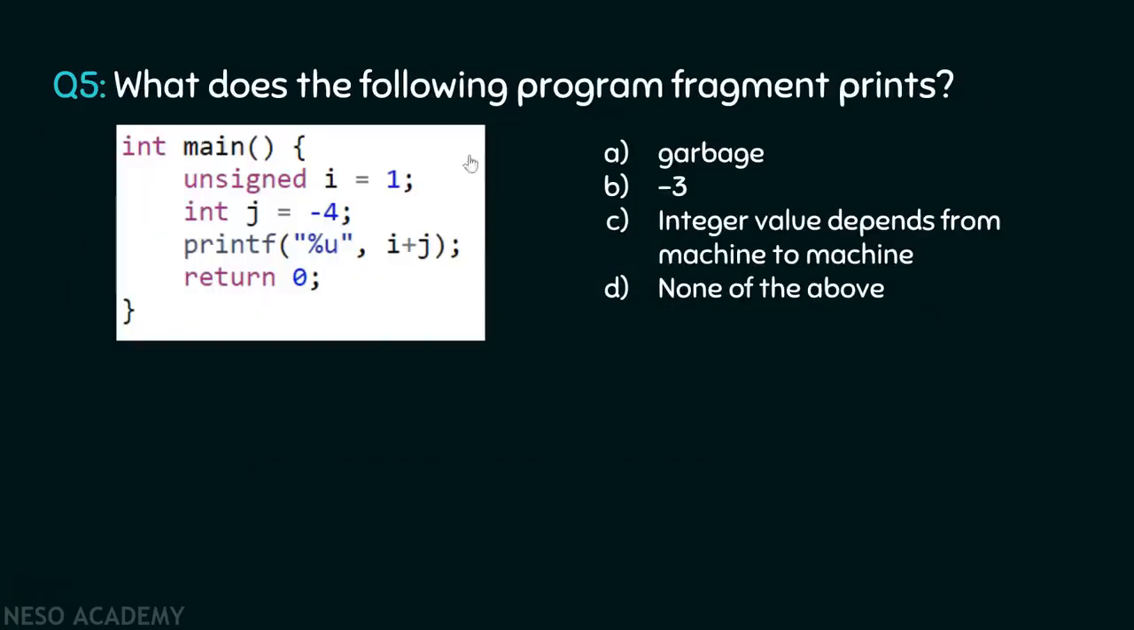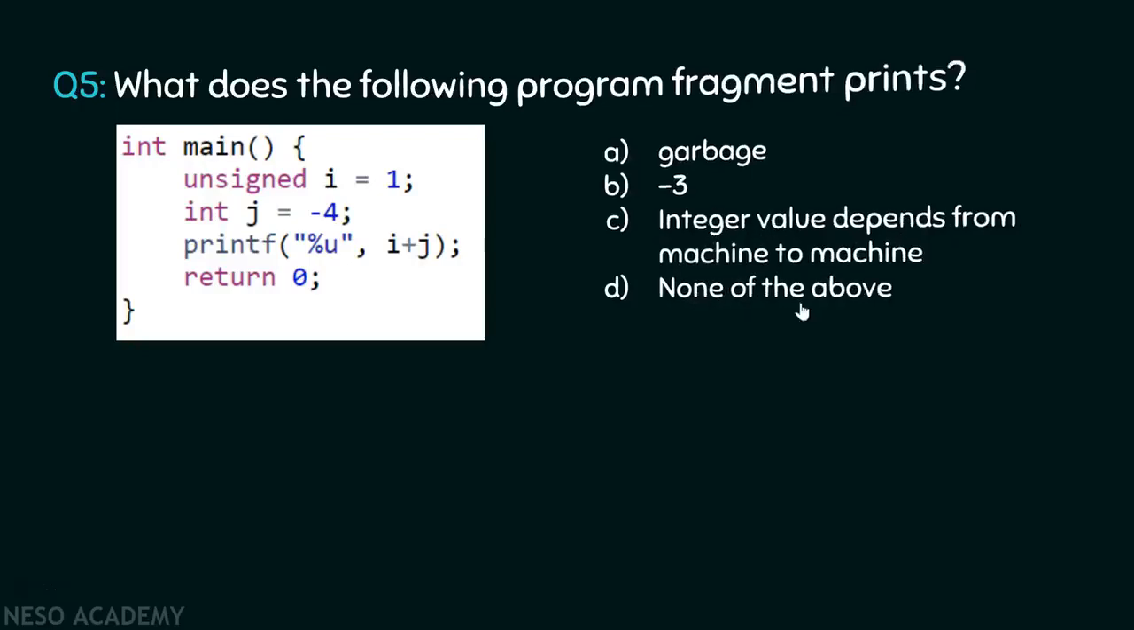Now let's see what this program prints. Does it print a garbage value? Does it print -3? Or does it print an integer value that depends on the machine? Or is it none of the above?